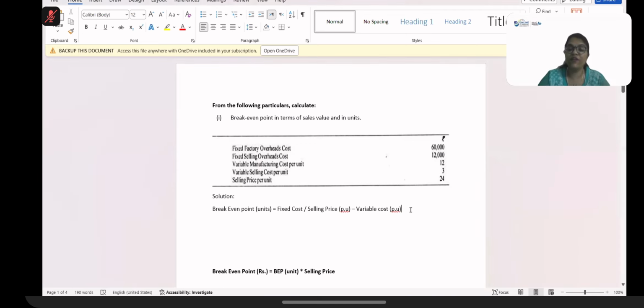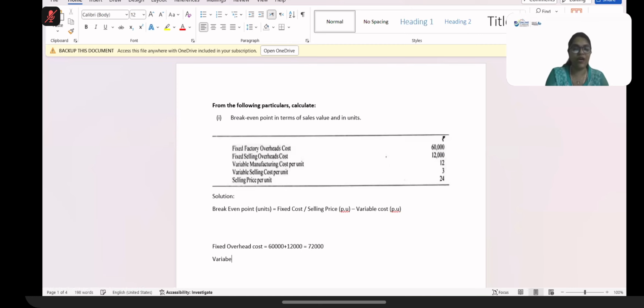So firstly, we'll write down the formula, students. That is break-even point in unit formula is fixed cost divided by selling price per unit minus variable cost per unit. Now, if you see in the sum, you have 2 fixed costs and 2 variable costs. So you have to merge that. So first, we'll total our fixed cost. Fixed overhead cost is equal to 60,000 plus 12,000. That comes out to 72,000.